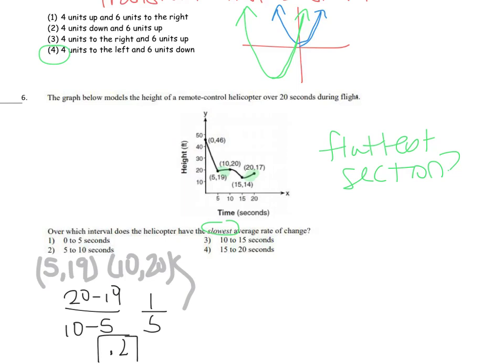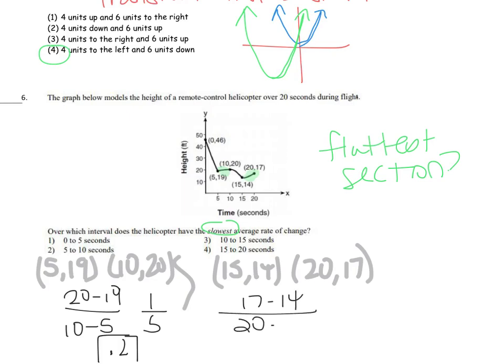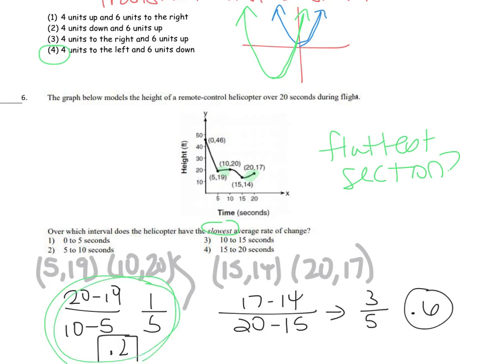Now my other one is from 15 seconds to 20 seconds. So let me copy those points down. 15, 14, and then 20, 17. So now I'm going to do my y2 minus y1, 17 minus 14 over 20 minus 15. So this is 3 over 5, which if you put that in your calculator, 0.6. Which one's smaller, 0.2 or 0.6? This one, right? So this is from 5 to 10 seconds. So that's choice 2, 5 to 10 seconds.